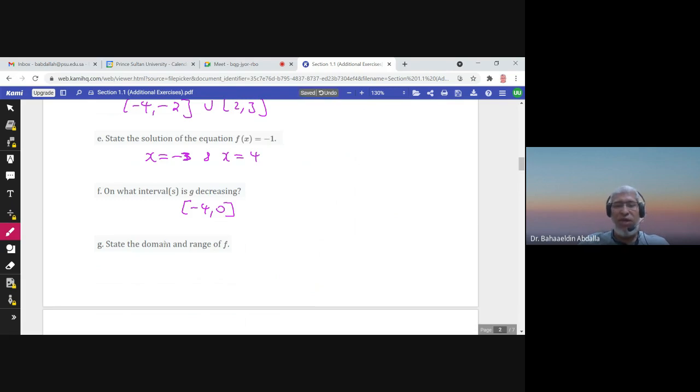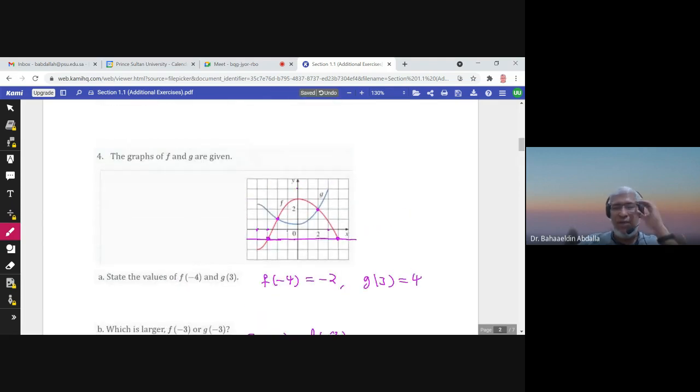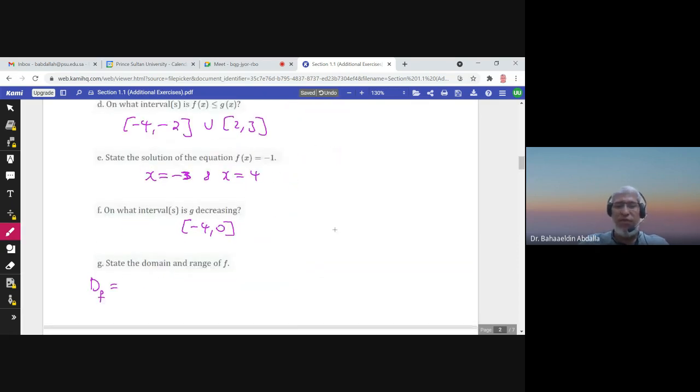State the domain and the range of f. The domain of f is the red one. So the domain, all the possible x values from -4 to 4. So the domain of f is from -4 to 4.